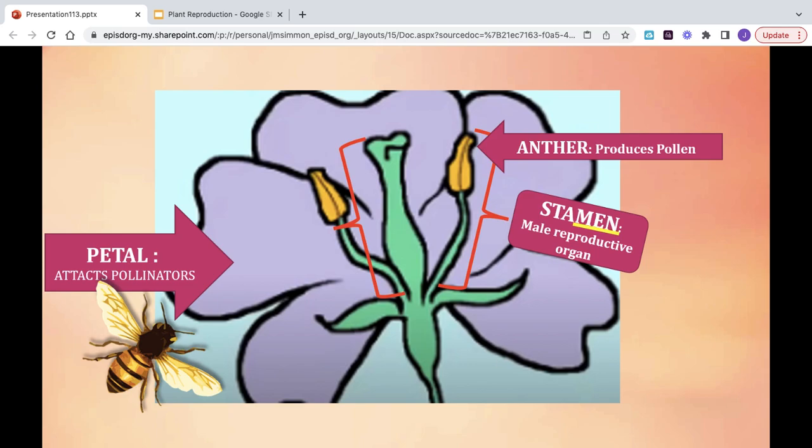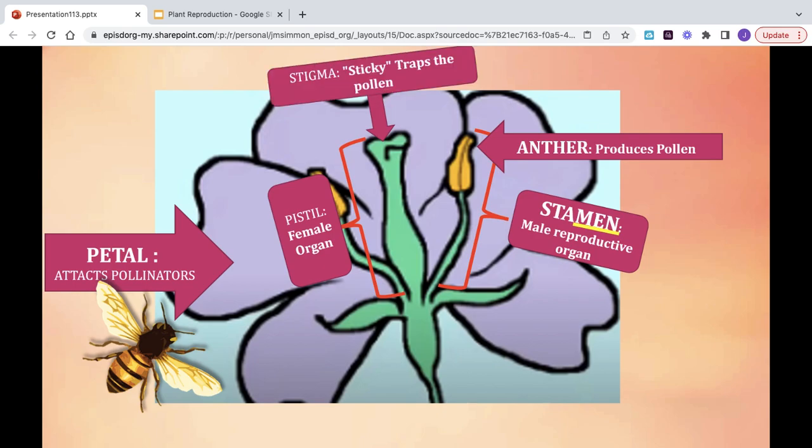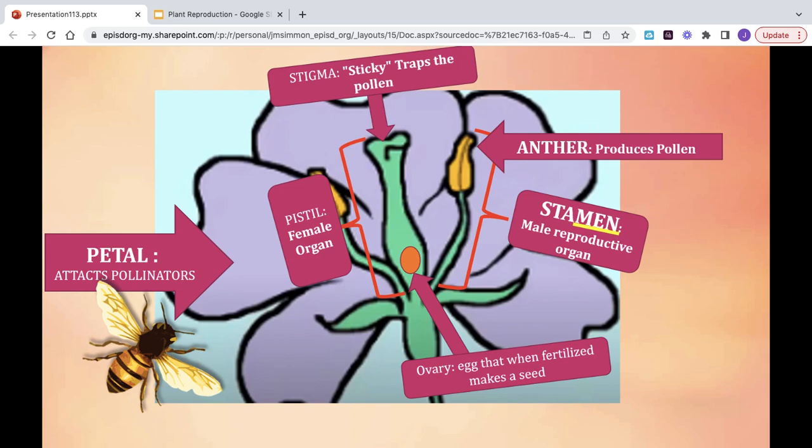In the center of the flower, that's where we're going to find the female reproductive organ. It kind of looks like a tube-like structure, and this is called the pistil. At the top of the pistil, we have something called the stigma. This stigma produces a sticky substance, and the job of this is to help trap the pollen, to bring the pollen down into the pistil so that it can fertilize what we call the ovary. The ovary is where eggs are produced. Again, when that egg becomes fertilized with pollen, that's when we can make a seed. So those are the very important parts of the angiosperm and their functions for reproduction.